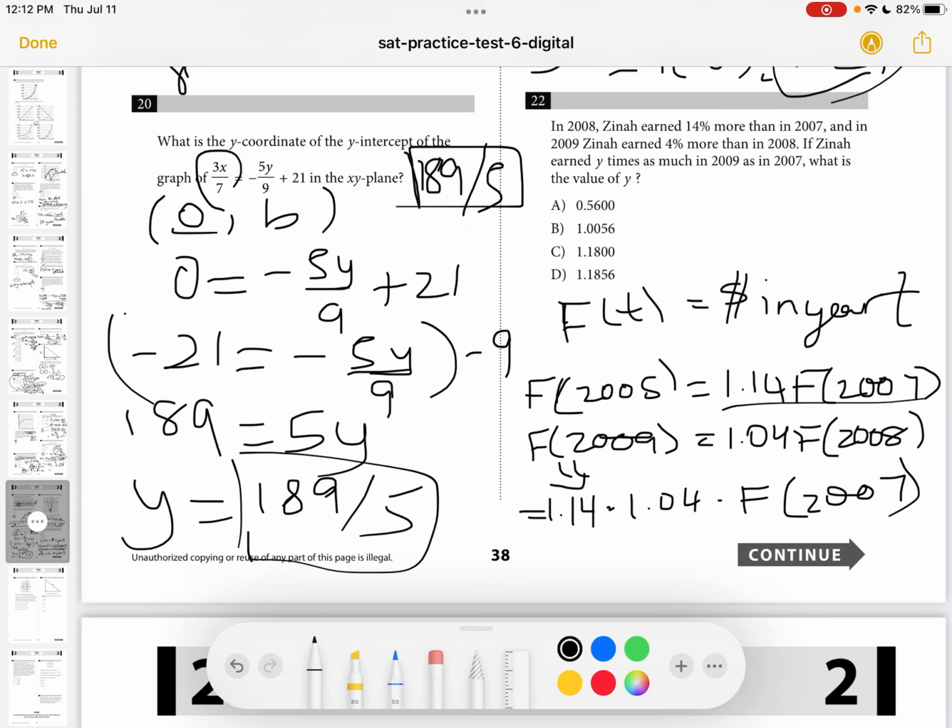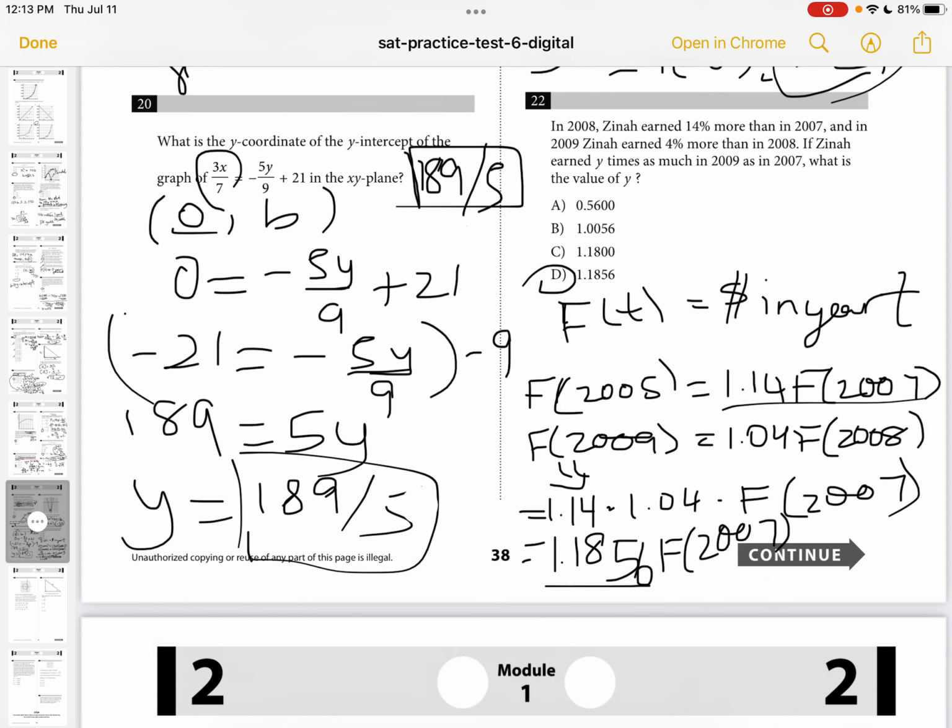Now, what's 1.14 times 1.04? Let's calculate that. 1.14 times 1.04 is equal to 1.1856, so we get 1.1856 times F of 2007. So our answer is 1.1856. And that is D.